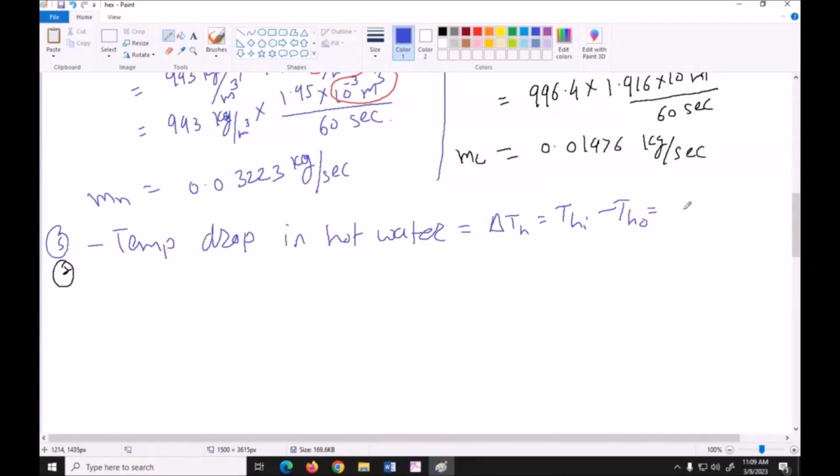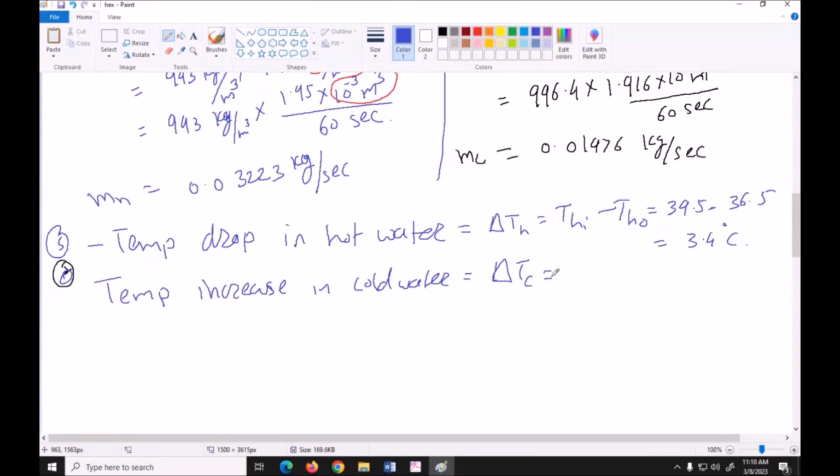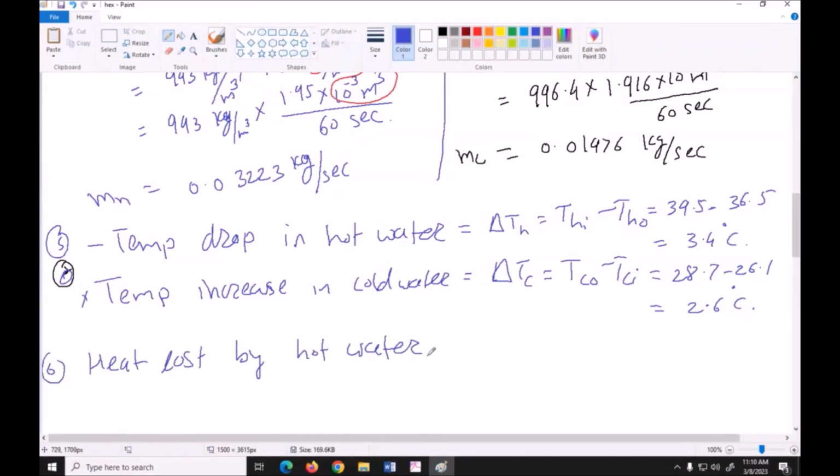So THI is 0.4 degrees centigrade. Similarly, temperature gain in cold water, delta Tc is equal to Tco minus Tci, 0.6 degrees. Number 6, heat lost by hot water. This is my objective. So what is the heat gain by cold water?